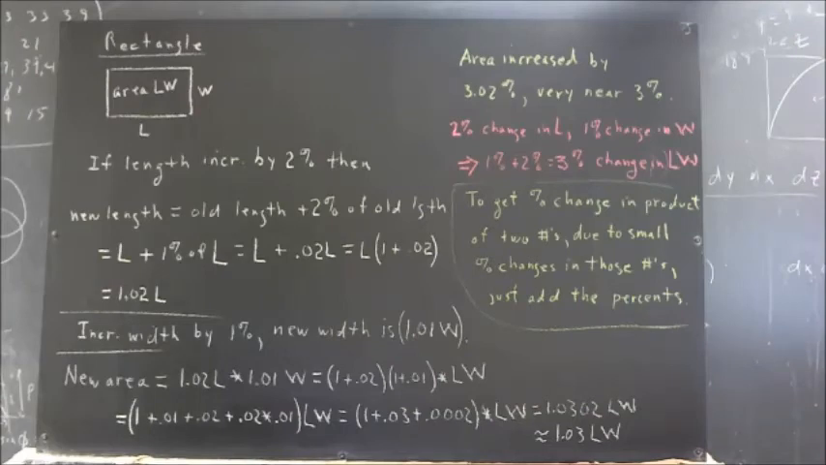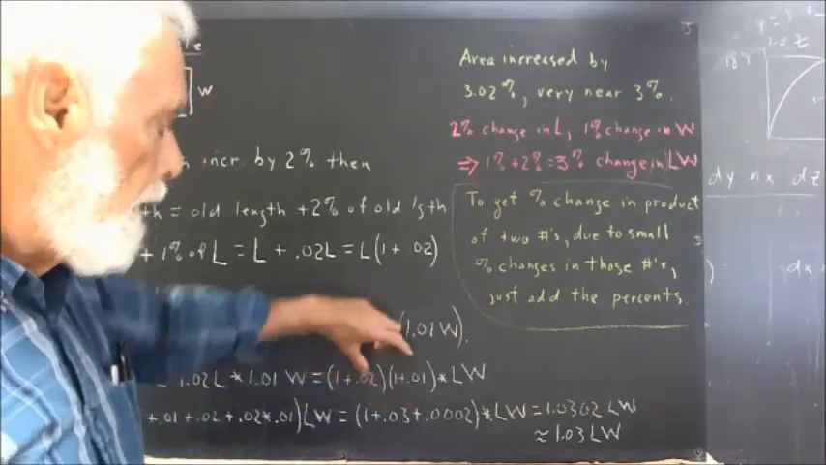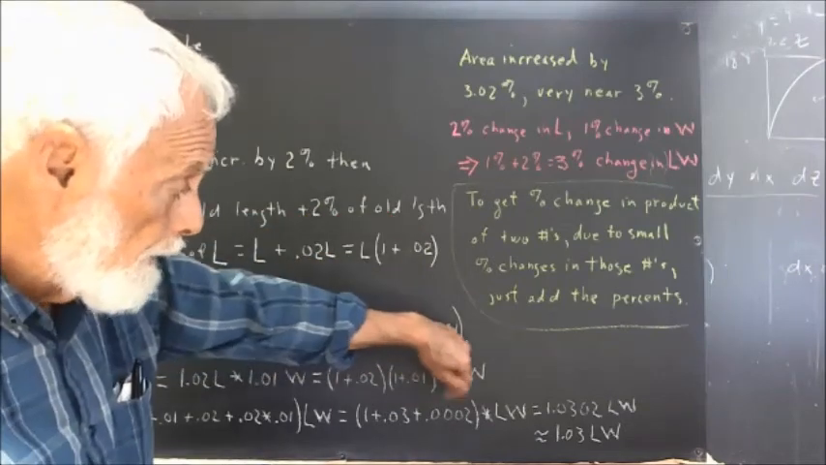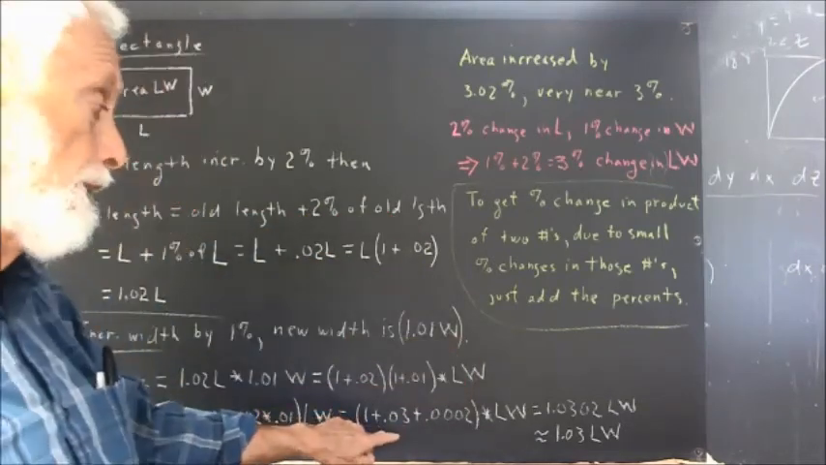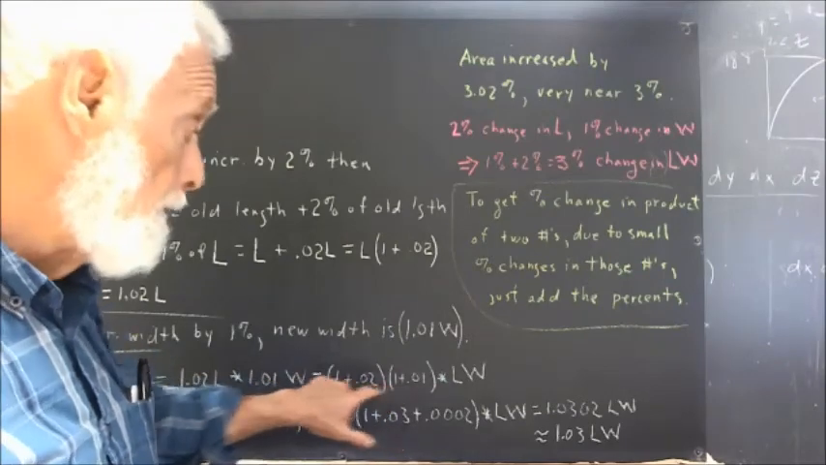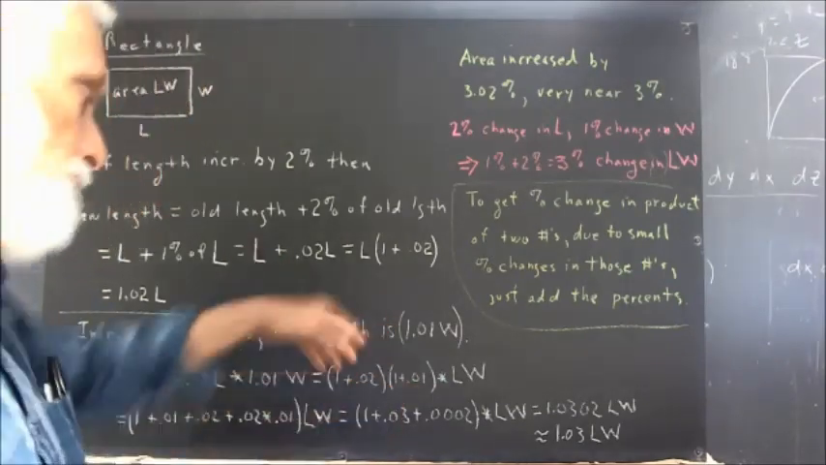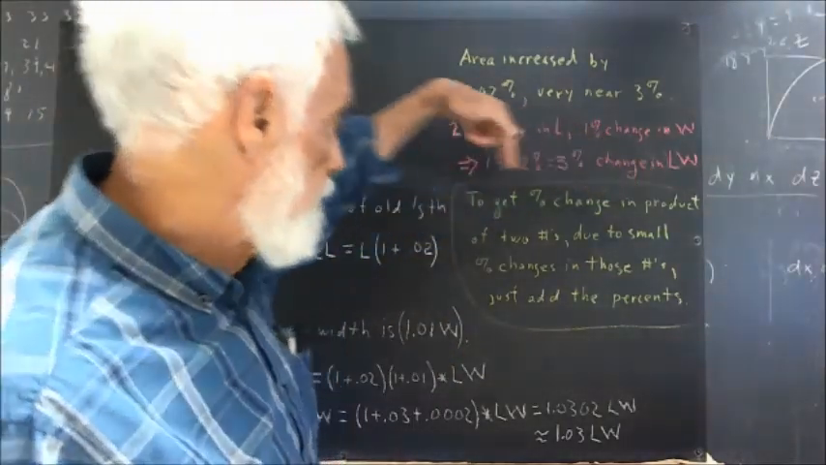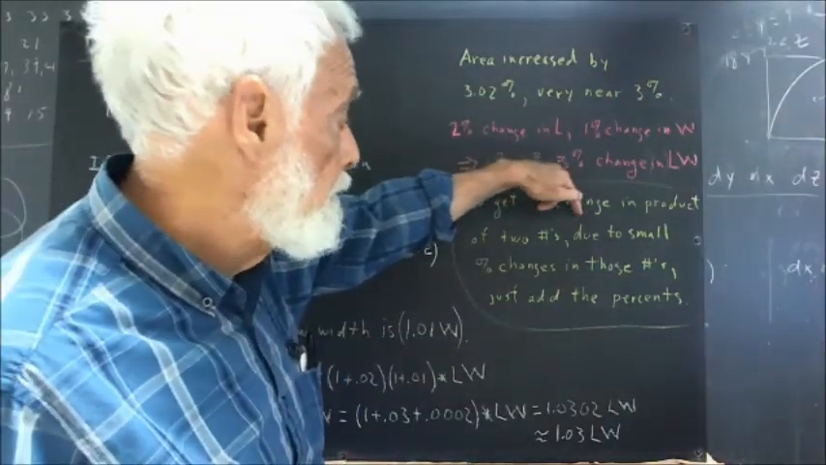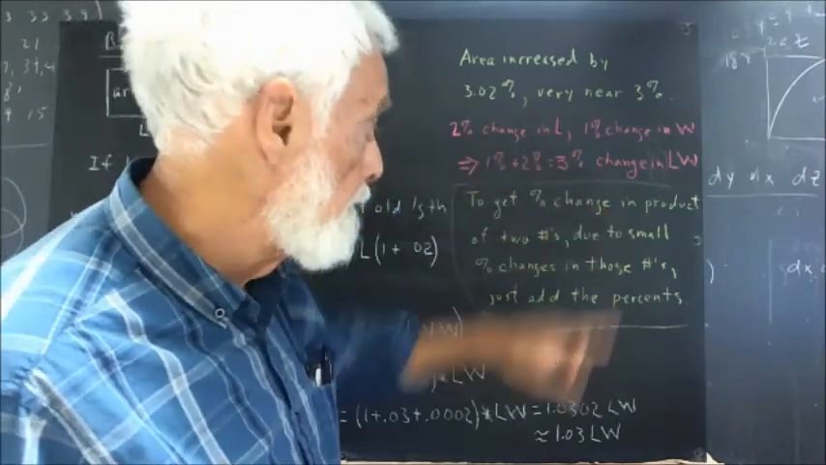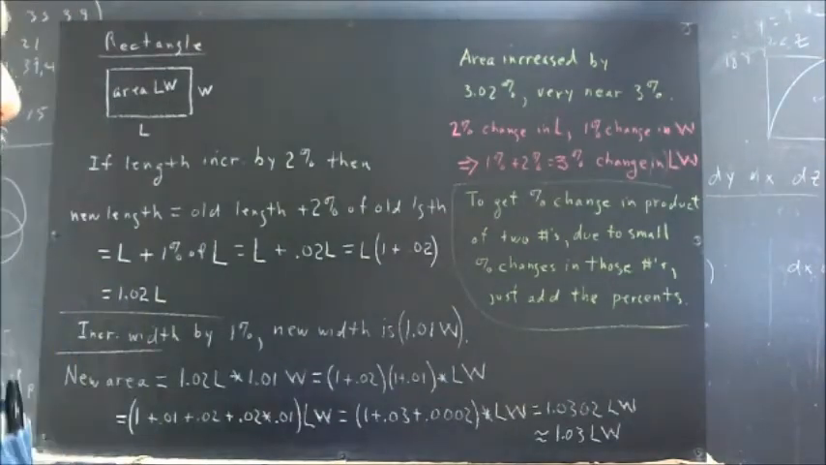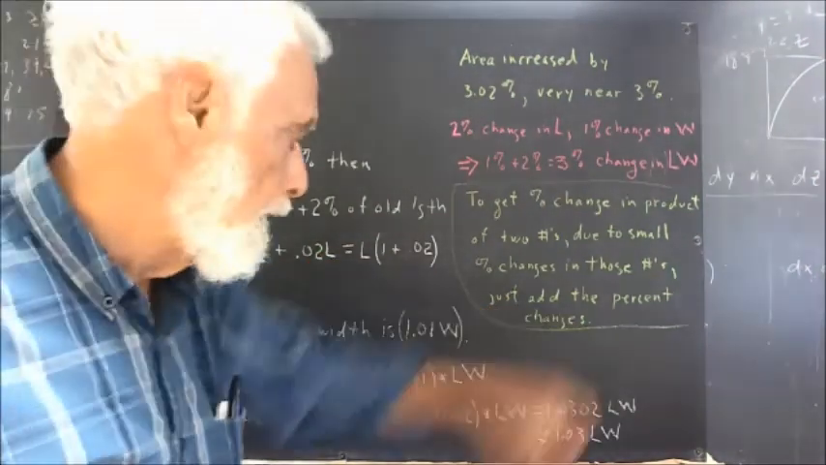So the same thing would happen if we had different percents here. As long as the 2% are small, then this number here is going to be small, and this number here will in any case be the sum of those 2% expressed as proportions. So I'll say, to get the percent change in a product of two numbers due to small percent changes in those numbers, just add the percents. Or maybe I should say, add the percent changes. Okay, I said it that way.